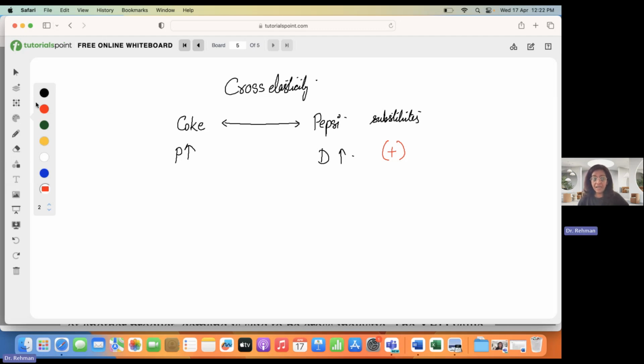On the other hand, let us say that I give an example of cars and the tires used in cars. Okay, let me do this. Wait.